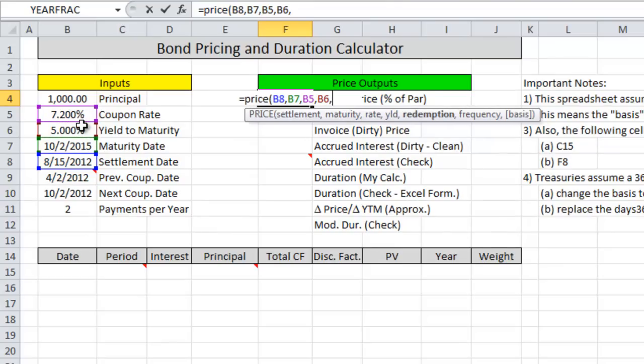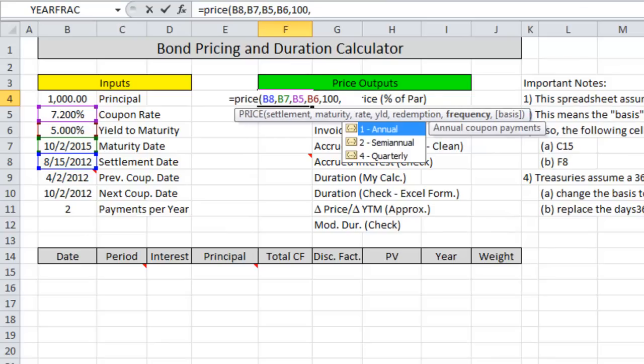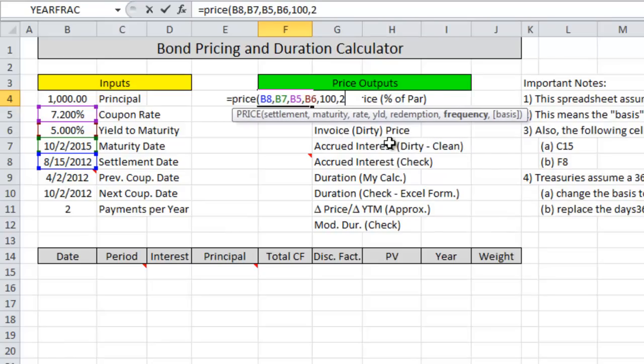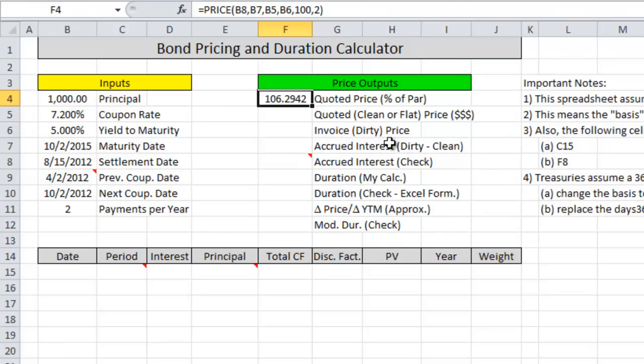Now look, you could put in $1,000. That's what the redemption amount is. However, I'm going to have us put in $100, and you'll see why. So I'm going to put a redemption amount of 100, and for frequency, it wants to know how often the coupon payments are made, so we put in twice per year. Hit the enter button, and what that tells you is if the redemption value of the bond was $100, then the price of the bond right now would be $106.2942.